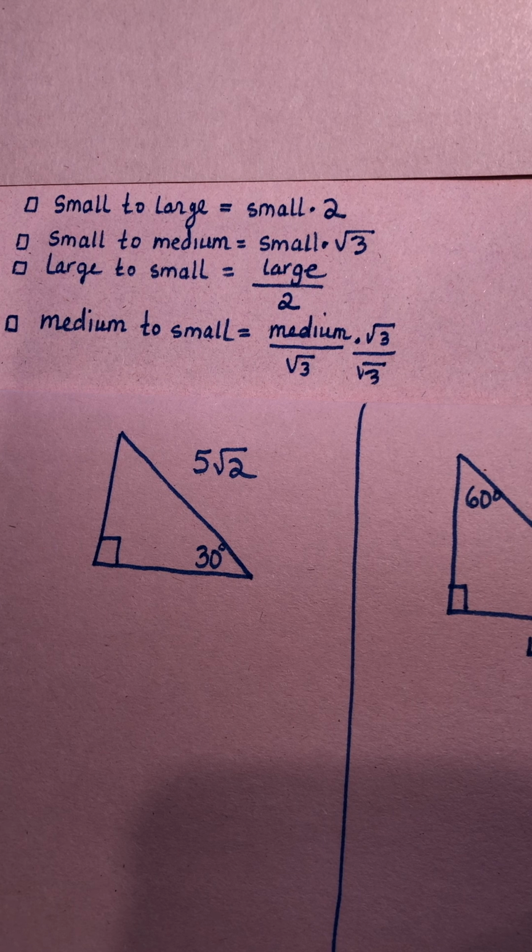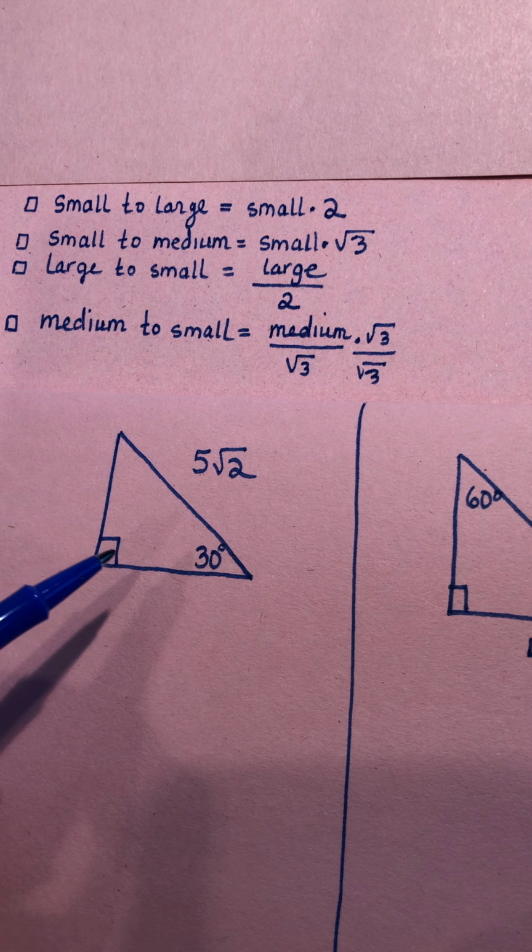Welcome to video number 3 on 30, 60, 90 triangles. So recall we have our formulas listed here and you should have them in your notes from the last video. If you don't, I would encourage you to pause the video and write these down. These are very important for 30, 60, 90 triangles. Okay, let's look at our first example.